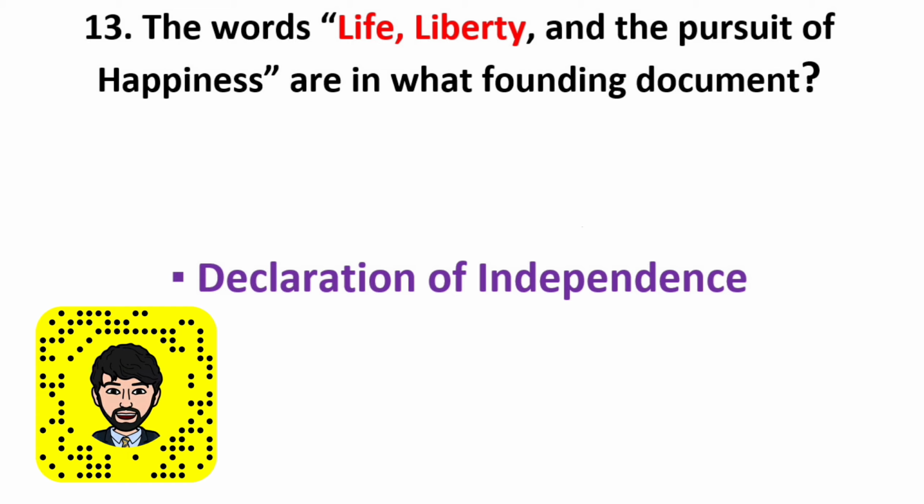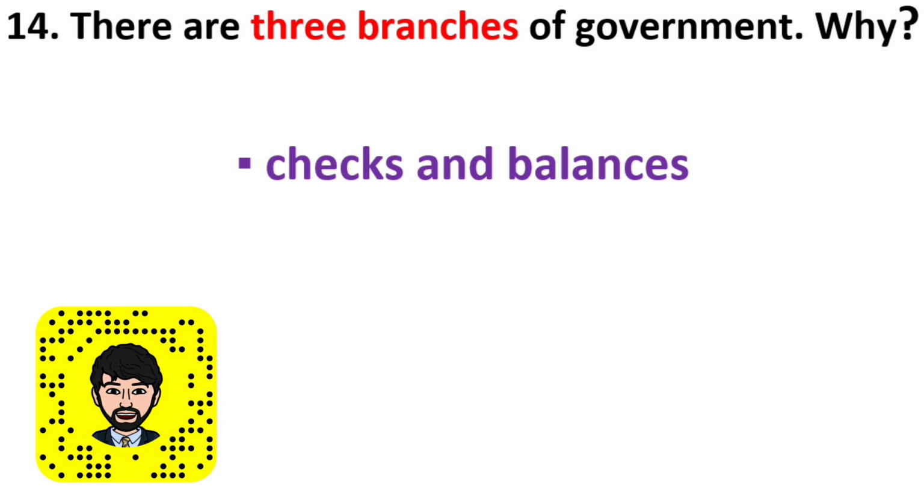The words life, liberty, and pursuit of happiness are in what founding document? Declaration of Independence. There are three branches of government. Why? Checks and balances.